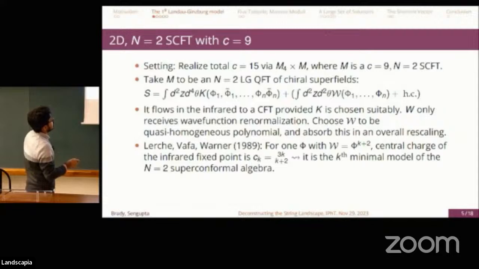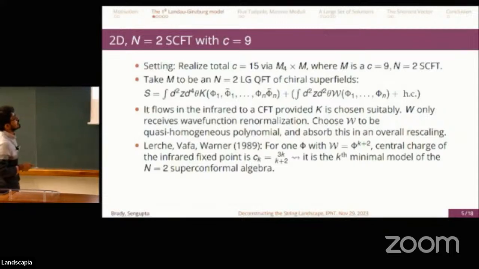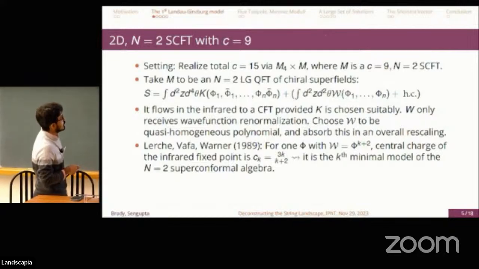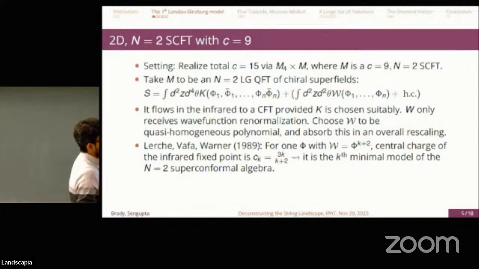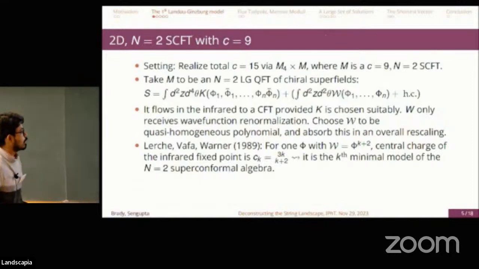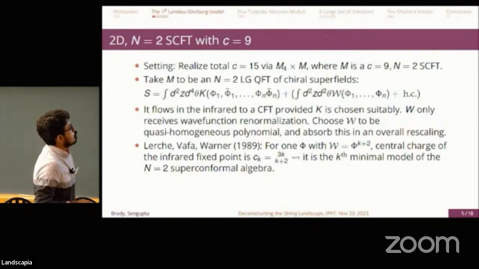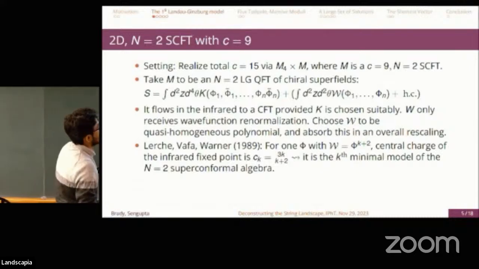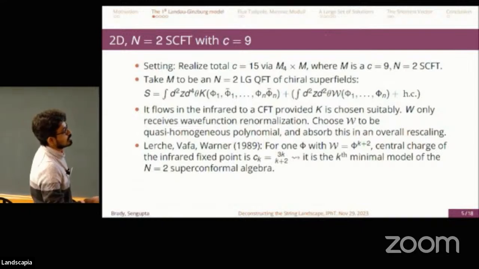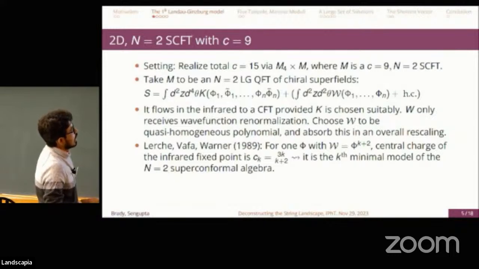The worldsheet superpotential W only receives wave function renormalization. So if we choose the superpotential to be a quasi-homogeneous polynomial, this can be absorbed in W as an overall scaling. For one chiral superfield with a superpotential of the form phi to the k plus 2, where k is some integer, the central charge of the infrared fixed point is given by this. It is precisely the central charge for the k minimal model of the N equals 2 SCFT.